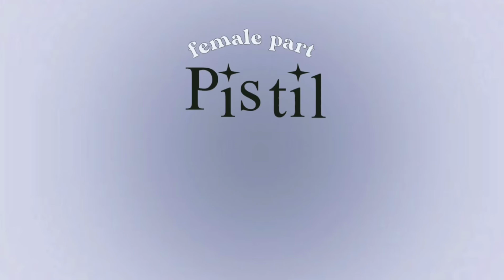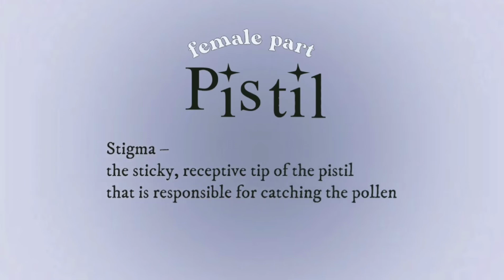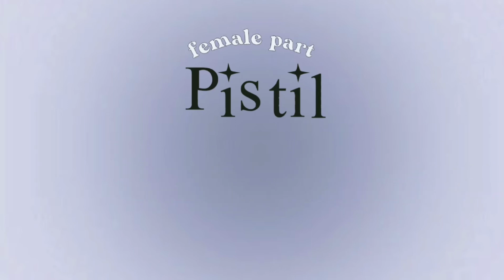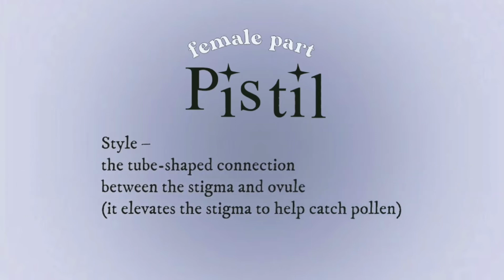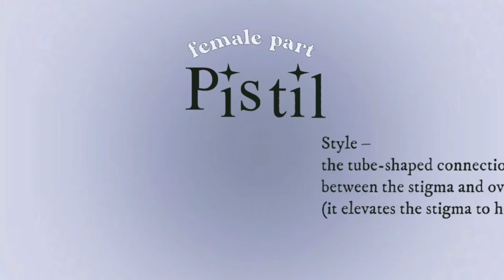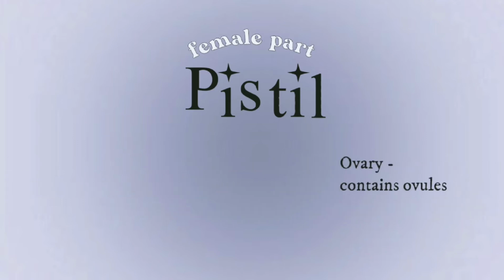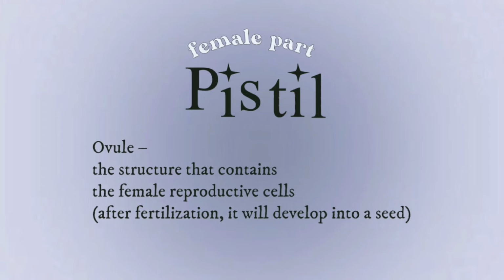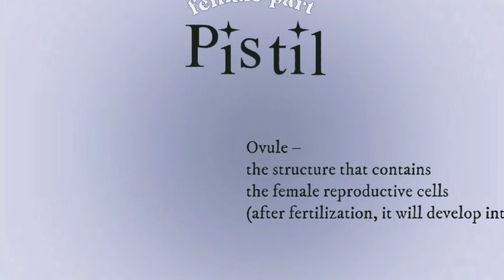Pistil, the female part of the flower. Stigma is the sticky receptive tip of the pistil that is responsible for catching the pollen. Style is the tube-shaped connection between the stigma and ovule. It elevates the stigma to help catch pollen. Ovary contains ovules. Ovule is the structure that contains the female reproductive cells. After fertilization, it will develop into a seed.